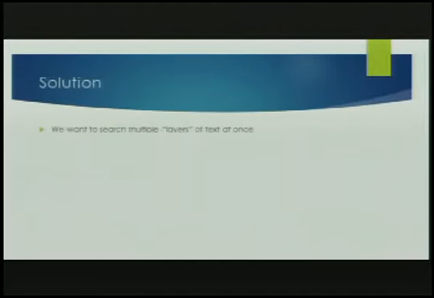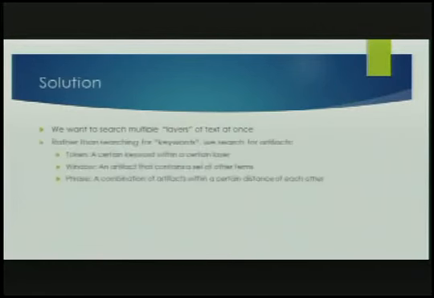So the solution to this is to search multiple layers at once. Rather than searching for this specific term within a given semantic type, we look for multiple combinations of these. A token would just be a word within a semantic type. We can have windows, which is an artifact, which is a token, window, or phrase, that contains a set of other artifacts.